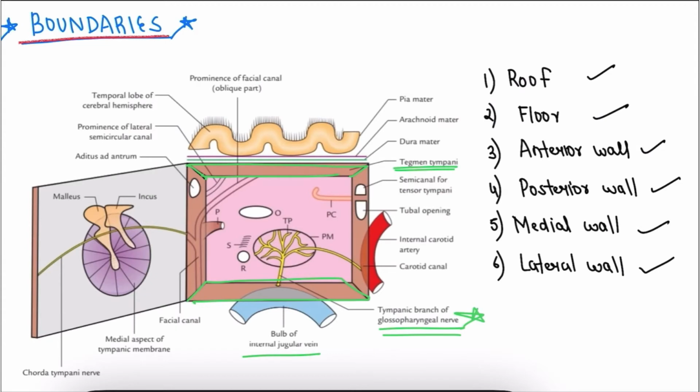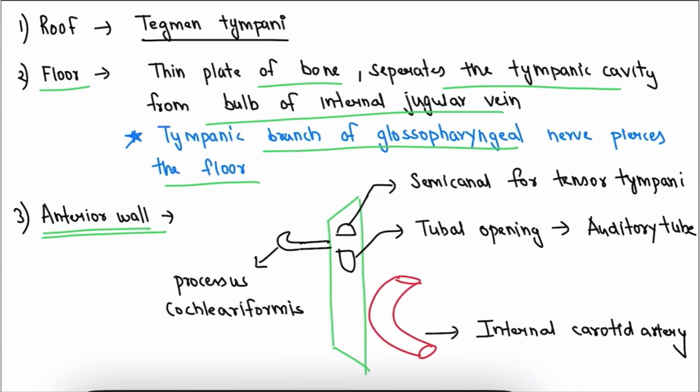Now coming to the anterior wall of middle ear. If we see this image, this is the anterior wall. This is the anterior wall of middle ear. I have made a short, simple version of this diagram. There are two openings that are present in the anterior wall of middle ear.